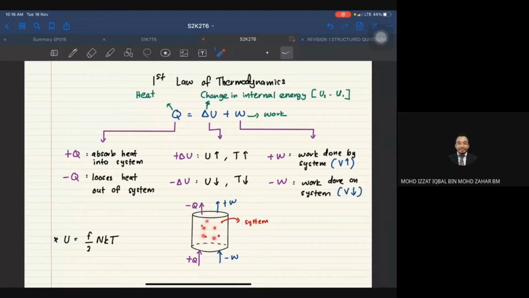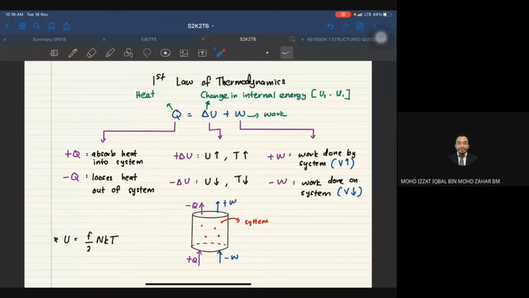gas ni buat kerja. So if this gas is doing work, you will expect that the container to be expanding. Okay. Kalau container expanding, it means that the volume is increased. So positive work means the work done by the system, the volume of the system increase. Kalau negative work, maksudnya work done on the system, contohnya macam ni lah. So dia being pressed, so orang luar yang tekan dia, so that means that the volume is decreased.